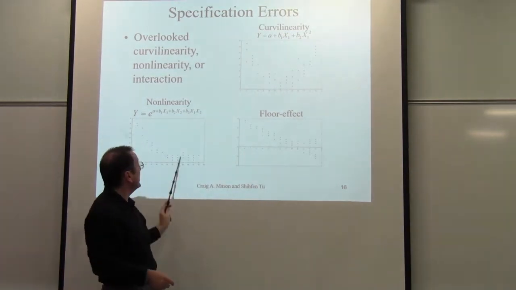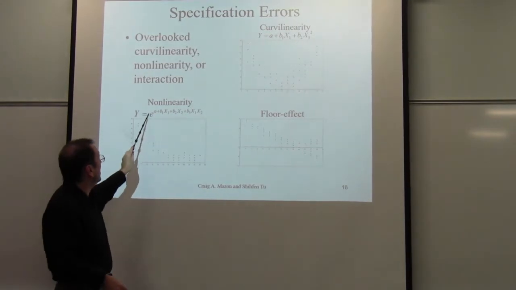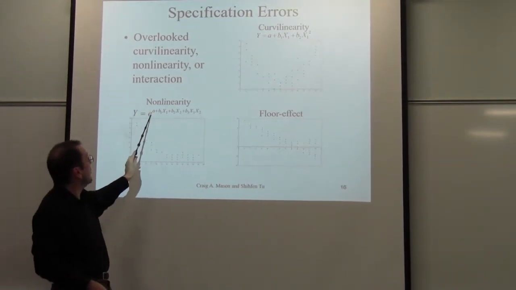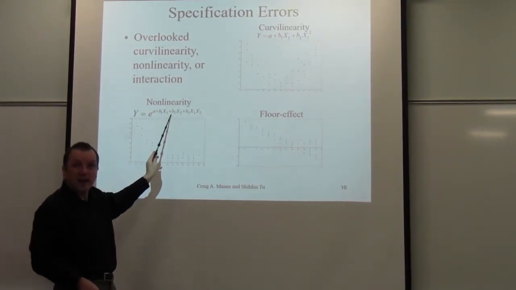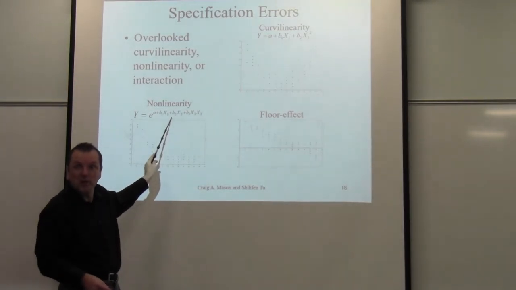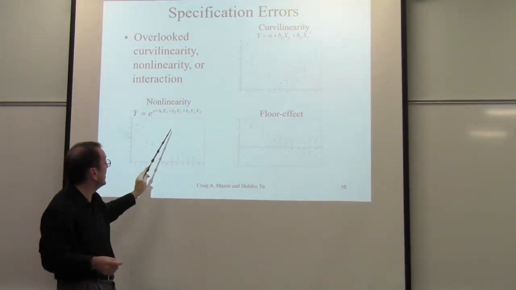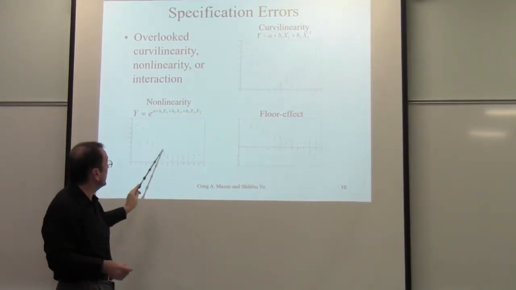You can have nonlinearity, and this is a bigger problem. This is when you get into this. You could have a regression equation that's e to something like this. Ooh. This would violate that very first assumption. This would not be a linear model. But you may have something that looks like this.